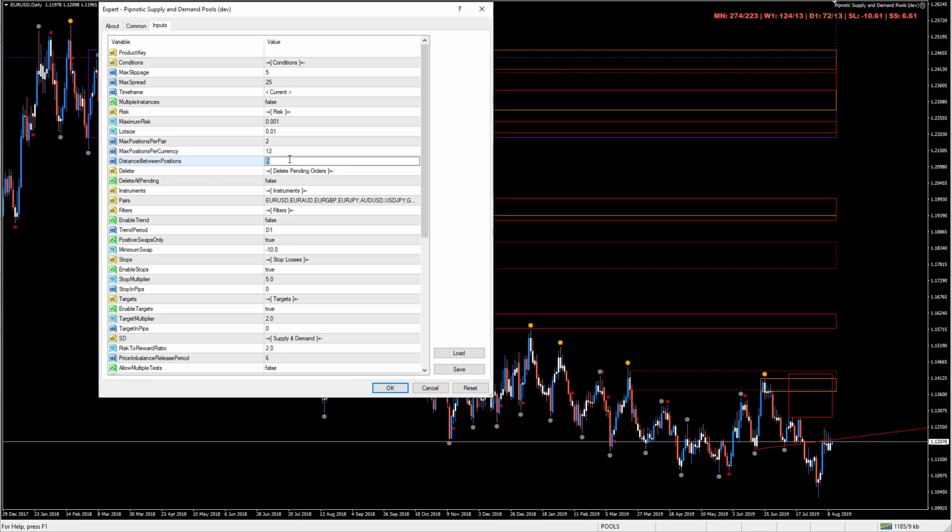Distance between, we want this to be 10. Then it's going to be 10 pips between each position, which is what we want to see. Okay, and then this value here, time frame, this should be set to current. This means that it's going to be looking at the time frame that pools is attached to.